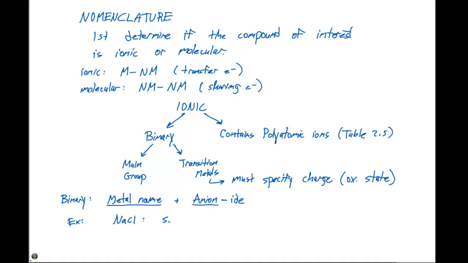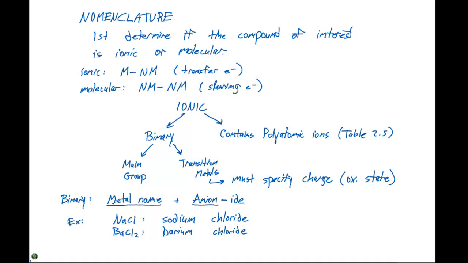For NaCl, we list the metal name first, which is sodium. Then we have a space, and we list the anion name with an IDE suffix. So this is going to give us sodium chloride. If, for example, we have BaCl2, we list the metal name, which is barium, and then list the anion name, which will be chloride.